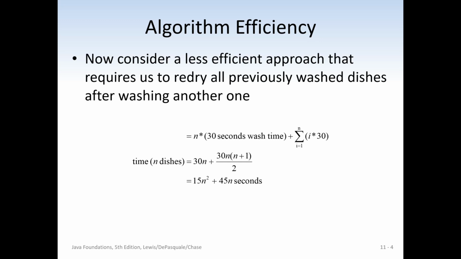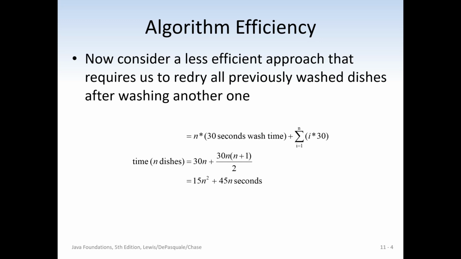We know that we can rewrite that summation in this closed form, which is 30n times (n plus 1) over 2, right? So it's just 30n times (n plus 1) over 2. That's the drying term. And then this 30n is the washing term, all right? If we multiply all that out and add it up, 30n times n is 30n squared, divided by 2 is 15n squared, plus 30n divided by 2 is 15n. So it's 45n plus 15n squared seconds.